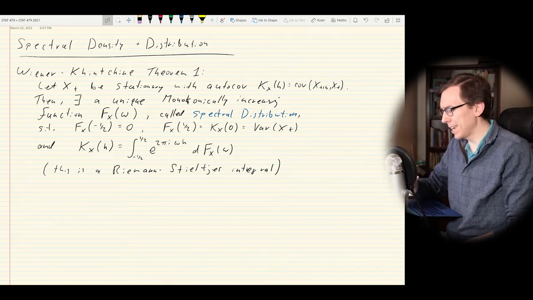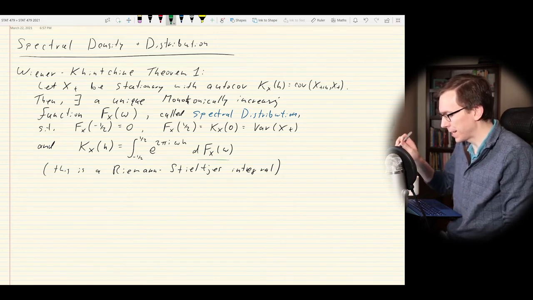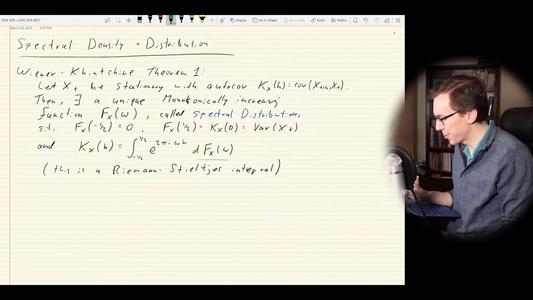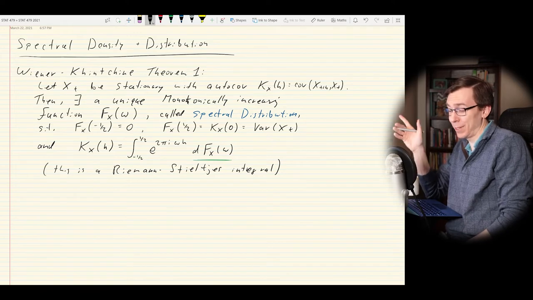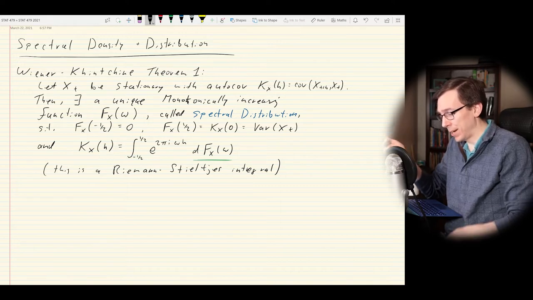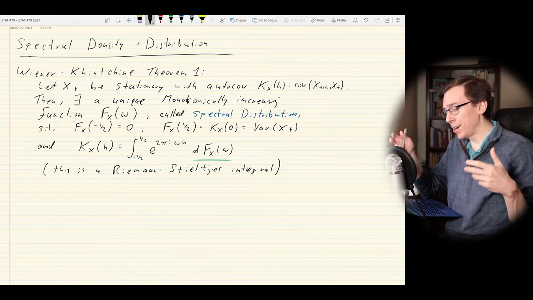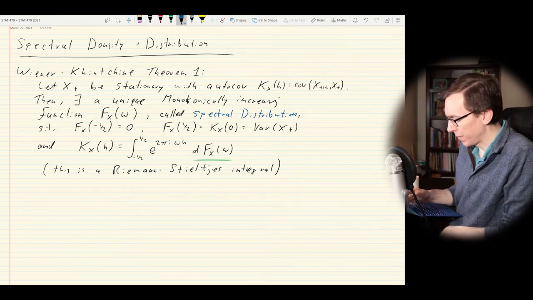It's just basically saying, instead of integrating with respect to dx, or d omega, I have dF_X(omega). But if you took a course in distributions and probability theory, this should look familiar, right? Because this is very similar to the idea of integrating with respect to a random variable, right? So here, F is looking a lot like a CDF, a distribution function, but it's a little bit different.